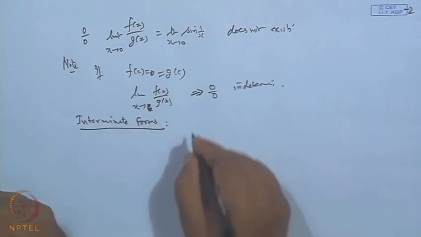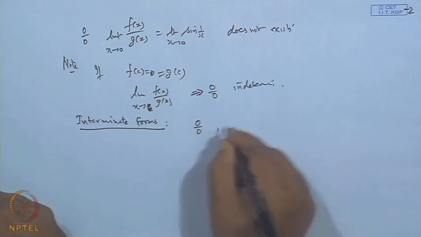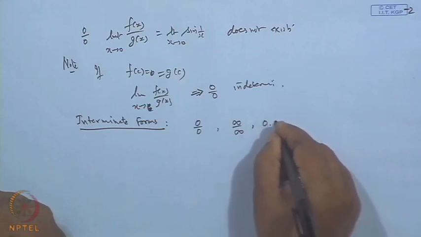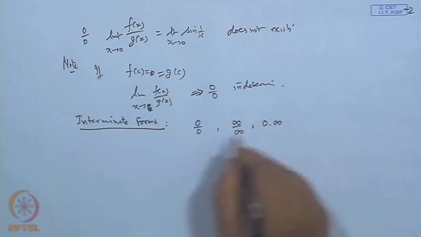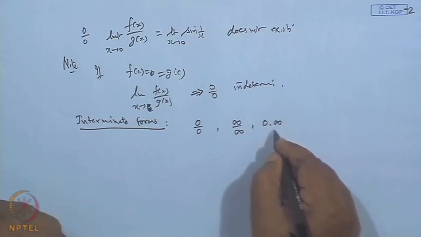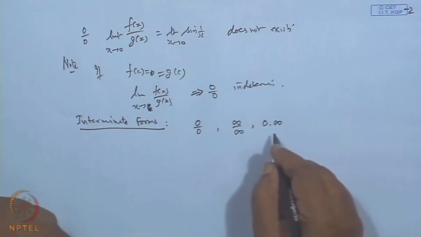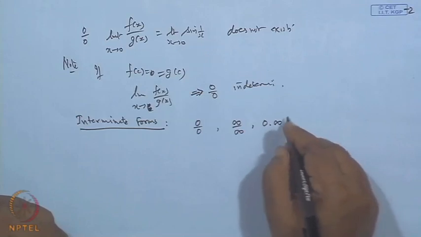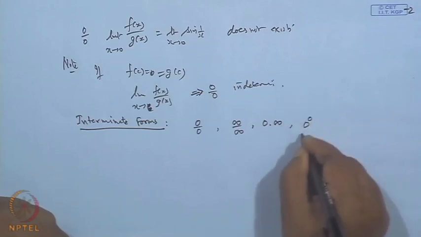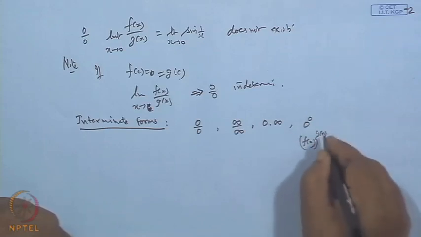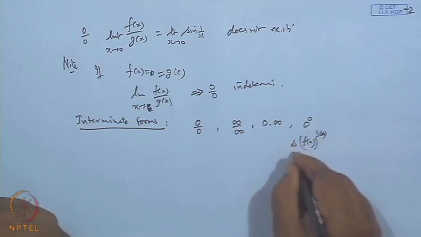These forms are: first form is 0 over 0. Infinity over infinity is also considered an indeterminate form. 0 into infinity, that is, if f(x) tends to 0, g(x) tends to infinity, then f(x) into g(x), this limit will go to 0 into infinity form, or f(x) by g(x). Then 0 to the power 0: if f(x) tends to 0, g(x) tends to 0, then the limit of f(x) to the power g(x), when x tends to c.